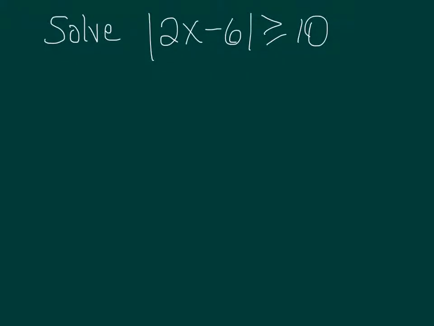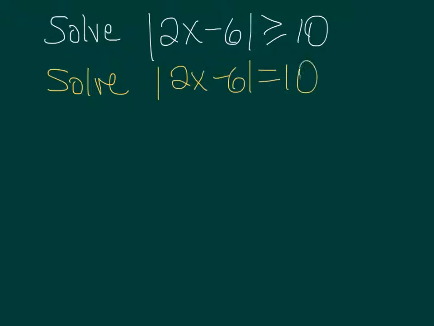In this lesson, we're going to see how to solve an absolute value inequality. Suppose we have the example, absolute value of 2x minus 6 is greater than or equal to 10. How would we go about solving this? As with most inequalities, the best thing to do is to first try and solve the corresponding equation. Absolute value of 2x minus 6 is equal to 10.